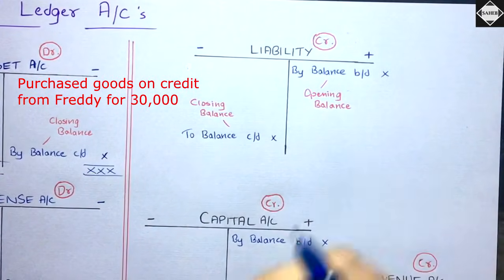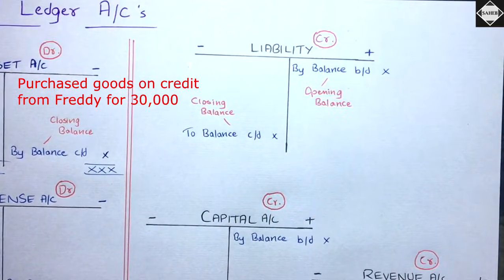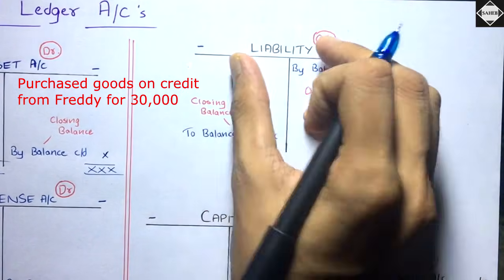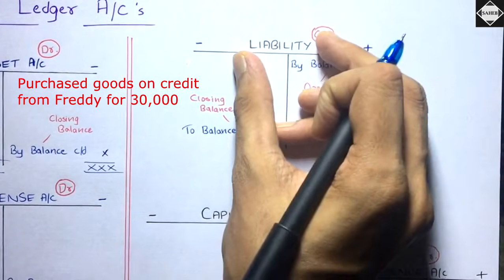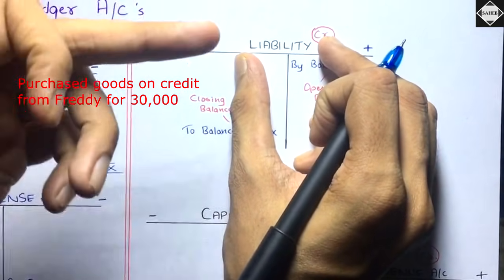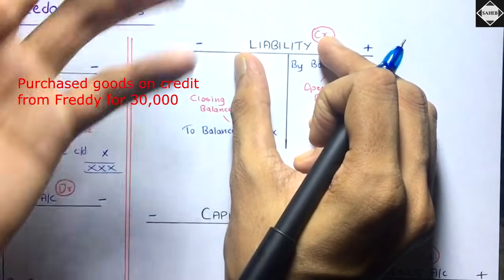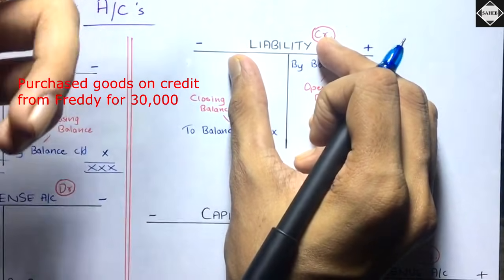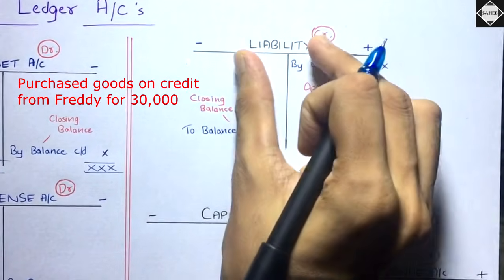So let's say you have purchased goods from Freddy for 30,000. What's the posting you are going to do over here? Simple. You have purchased the goods from Freddy. So now what is happening? Freddy account is a liability account. Is it increasing or decreasing? You have to pay more money to Freddy. So liability is increasing because you have got the goods from him. Creditors account is increasing. Freddy account is increasing.